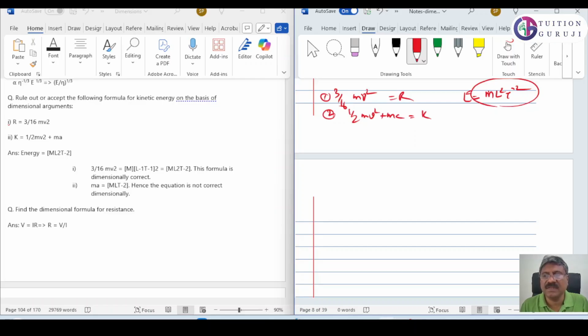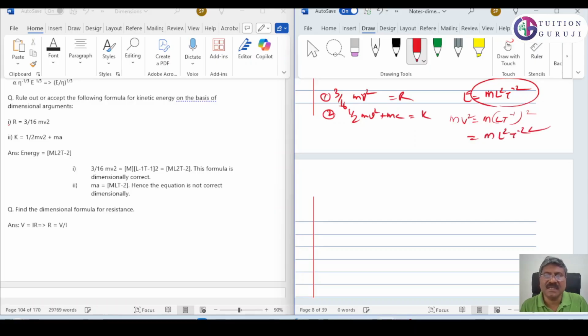So the left hand side should be m L square T raised to minus 2, then the right hand side should match with this. In 3 by 16 mv square, instead of half mv square, whether the constant is 3 by 16, half or pi, that constant is not considered since it is dimensionless. Only mv square will be considered. The formula for kinetic energy will therefore be correct. m into v square is equal to m L T raised to minus 1 the whole square, which is equal to m L square T raised to minus 2.